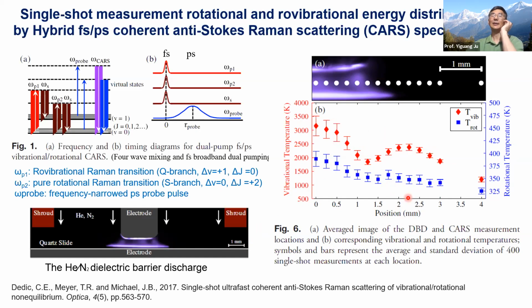But this experiment requires more complicated lasers. You need pumping femtosecond lasers. You need probe lasers. You've got another probing laser. So you need two lasers, femtosecond lasers, to do this job.